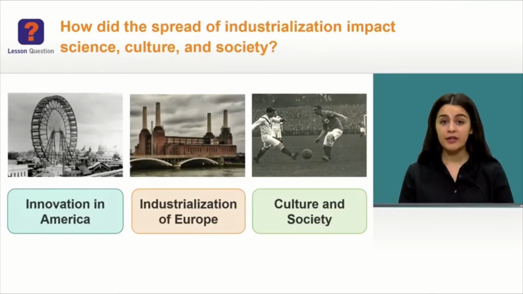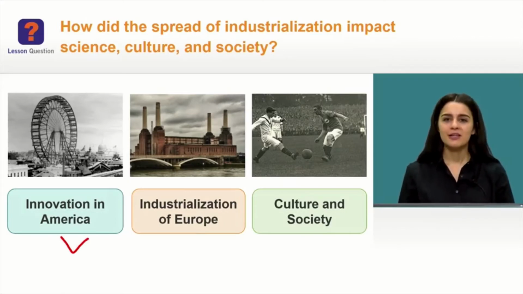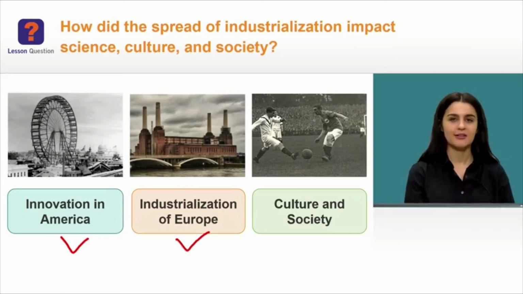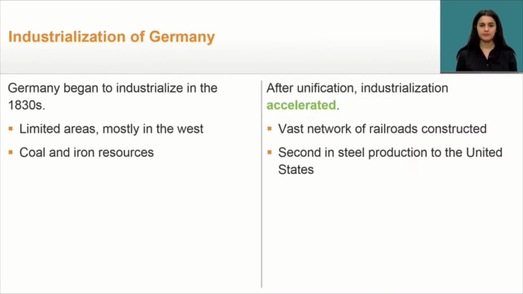We just learned about how the Industrial Revolution spread to the United States and the innovation that resulted. Now, let's explore the industrialization of the European continent. Britain actually tried to stop the spread of its industrialization that would soon spread to the continent. Skilled workers secretly carried plans for building textile machineries and emigrated to Belgium, which was one of the first countries to industrialize. They built their own textile factories, and soon the technology spread across the continent.